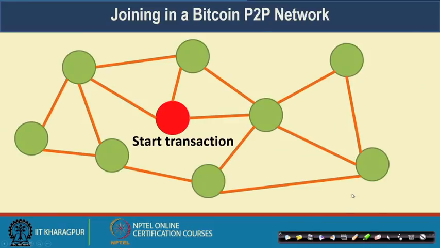While accepting the blockchain copy, you also need to ensure that you are considering the longest chain in the current blockchain. Once you have got the most recent copy of the blockchain, you can start the transaction procedure. That is all for today's lecture.